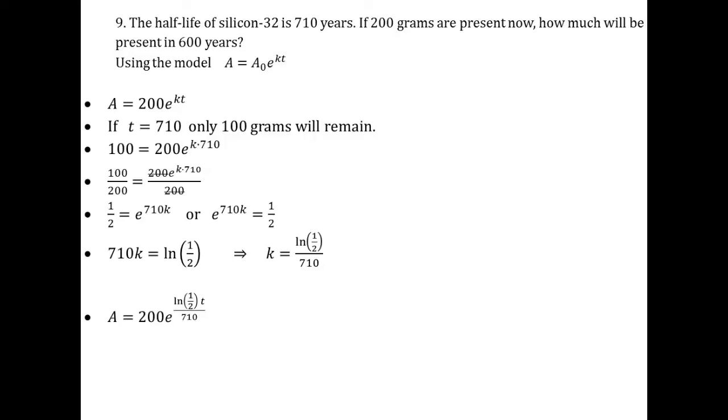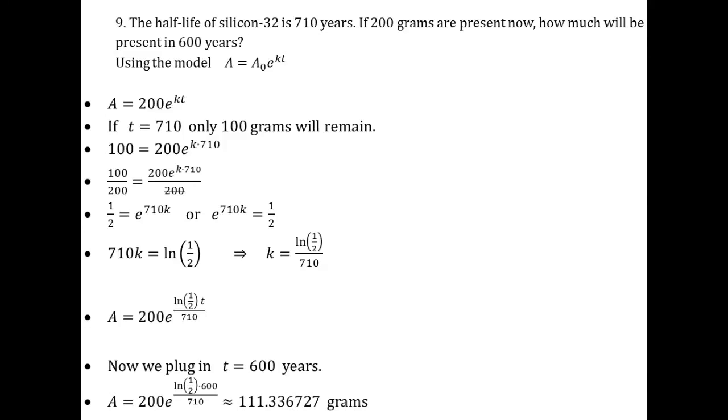Now all we need to do though is to plug in 600 years and determine the amount left. So plug in t equals 600, and we end up taking a calculator, computing it, and we get the same exact answer, of course, using this model as we would before. They are equivalent to one another. And that's the end of that problem. The last question on the sheet, number 10, is very similar to this one. The solution's identical, just different numbers.